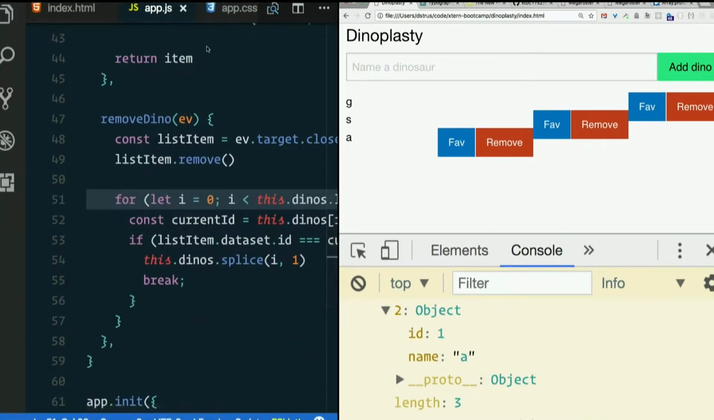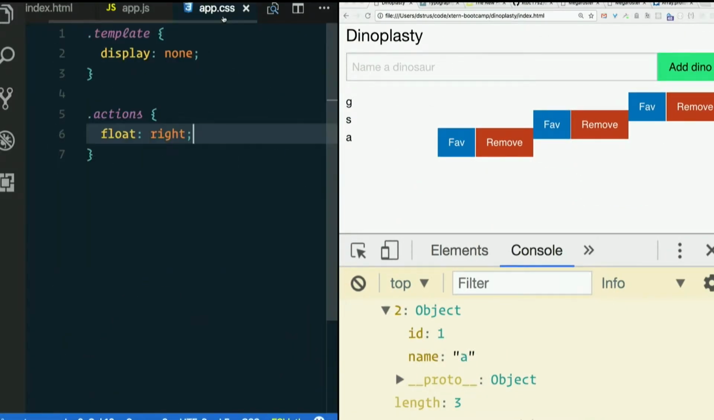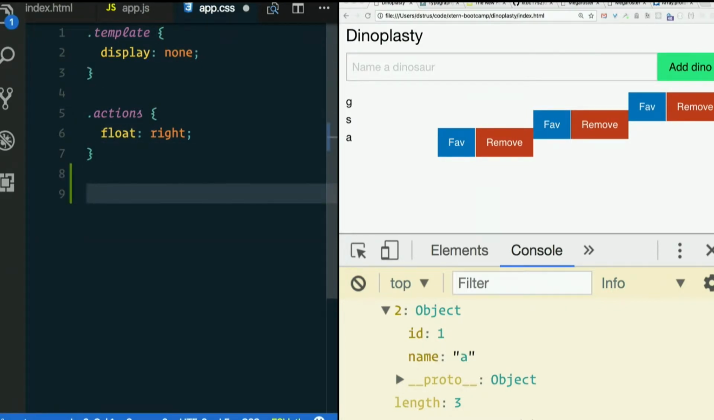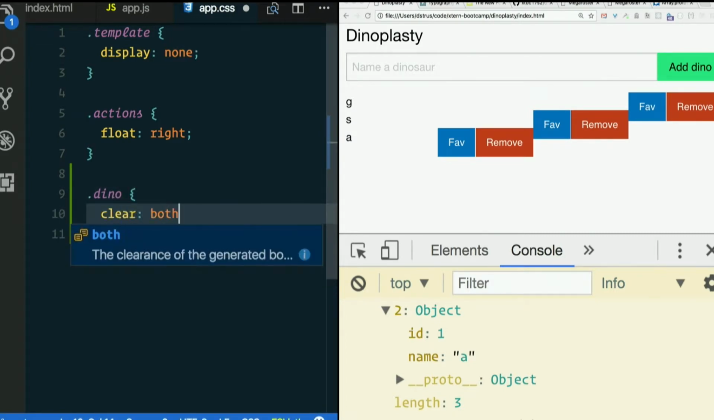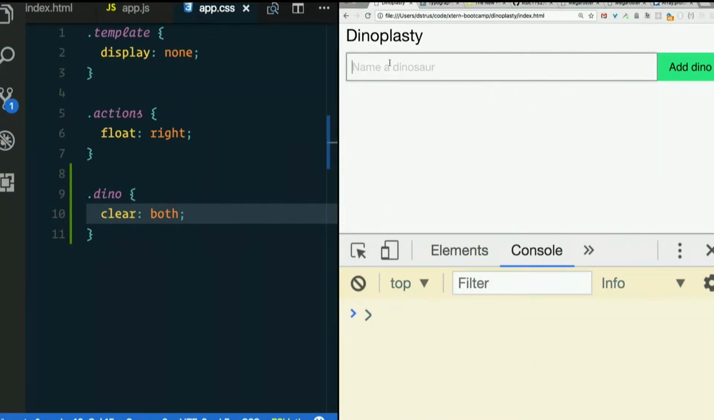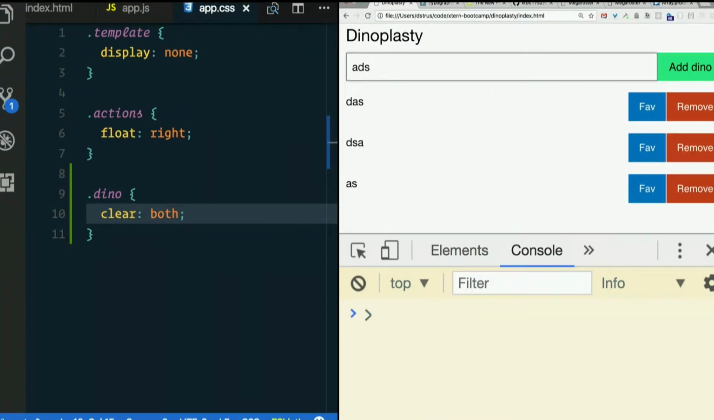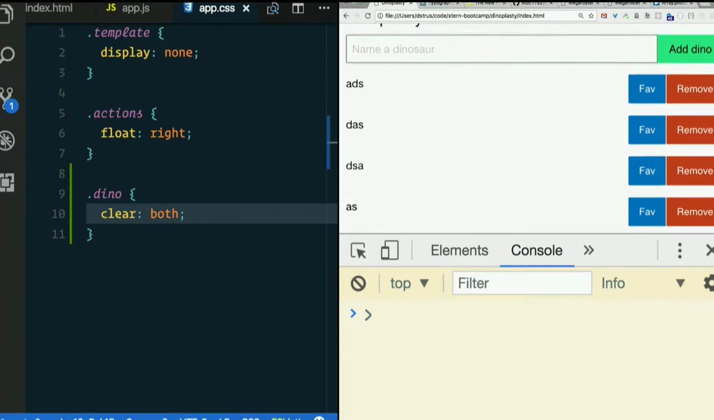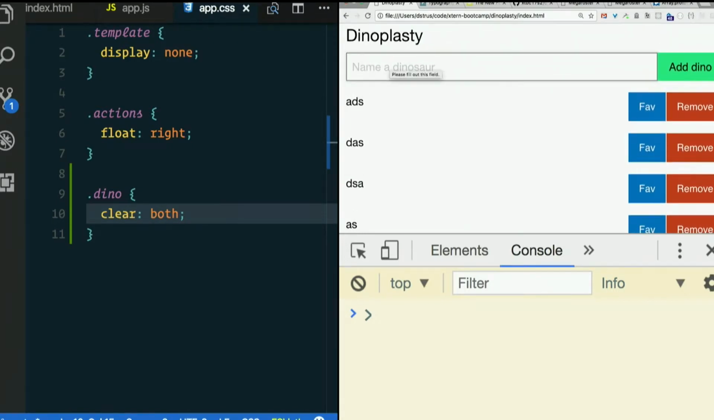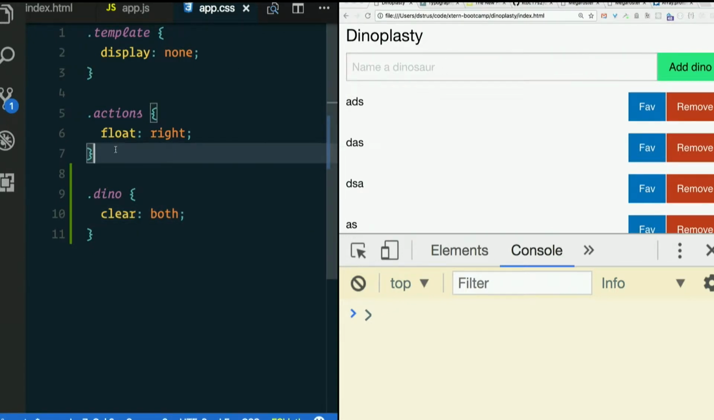What if we, in our CSS, anything with a class of dyno, so that would be our LIs, we say clear both. That did it. I don't know why, but it did it. So, floats.